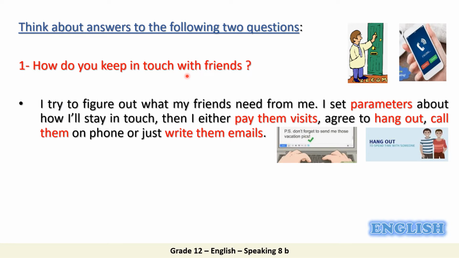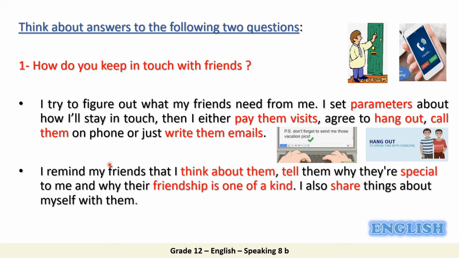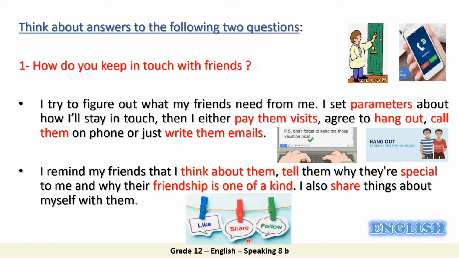So, some of you may say, I try to figure out what my friends need from me. I set parameters about how I will keep in touch. Then I either pay them visits, right? Agree to hang out with them, call them on phone, or just write them emails. Some of you may add, I remind my friends that I think about them all the time. I also tell them why they are special to me and why their friendship is just one of a kind. I also share things about myself with them. I like their comments, I follow them on social media, etc. Right?